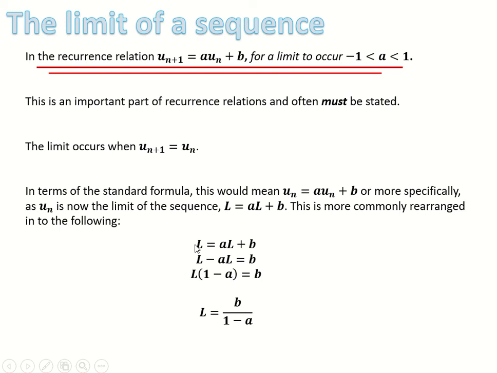So L equals AL plus B. The limit occurs when these two values are exactly the same, and what we want to do is find that. So we need to take everything to one side and factorize, so that we've just got the one L. Take L as a common factor, 1 minus A, and then we can divide by all of this, in which case L equals B over 1 minus A. And this is your formula now to find the limit of a sequence. But just remember, it can only work if the A value is between minus 1 and 1, as stated above. If it wasn't, you could still put it in this formula and you could still find a value for L.